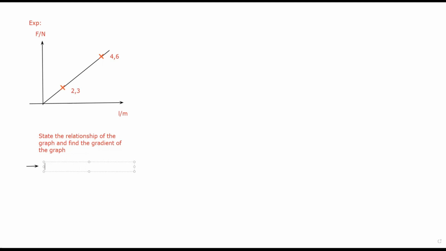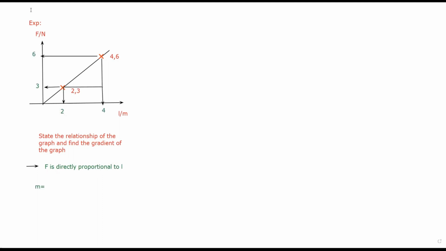F is directly proportional to L. Right? The unit no need.